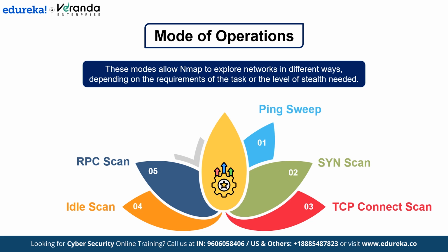Nmap sends requests to identify which remote procedure call services are running and collects details about them. Next is the Windows scan. The Windows scan is tailored to identify open TCP ports on Windows machines. It uses specific TCP flag combinations to bypass traditional detection mechanisms.